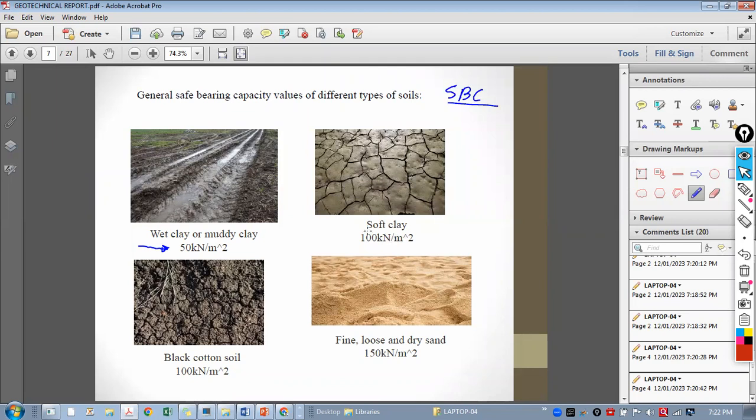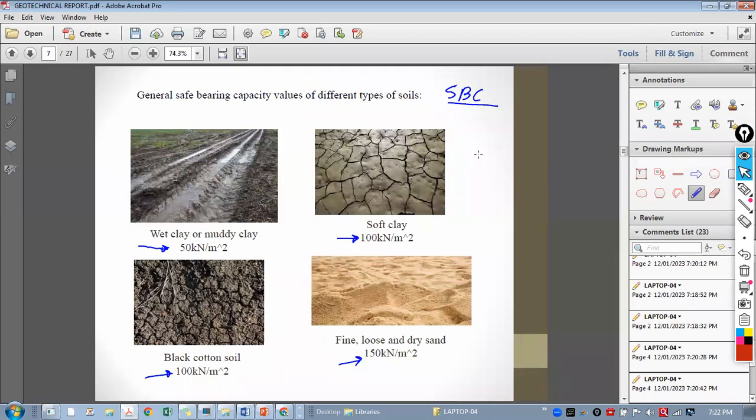Soft clay, but better than muddy clay, we can say, then we can go for 100 kilonewton per square meter. Black cotton soil, you can assume 100 kilonewton per square meter. Loose or dry sand, 150. But we don't allow the footing on the surface of the soil.